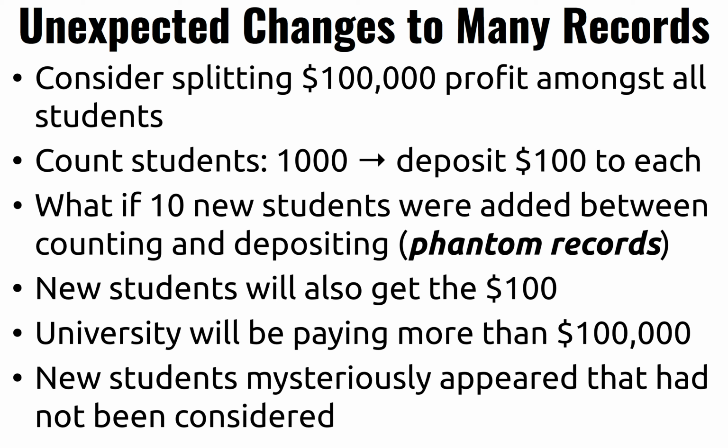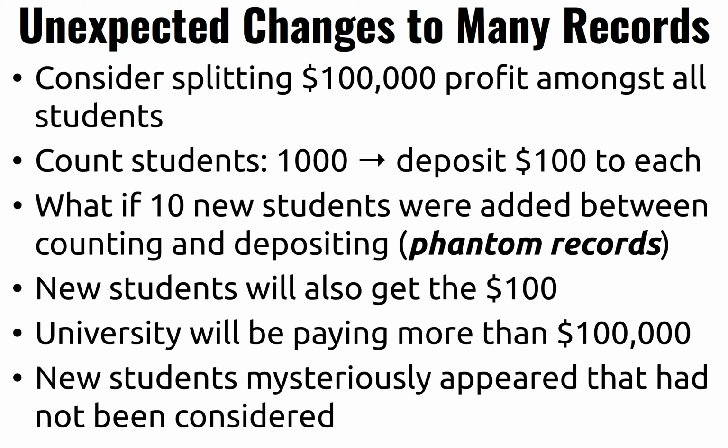So let's say at the end of the semester, the student body raised $100,000 and they want to divide it amongst all the students, and there might be 1,000 students in the department, and so they come up with that everybody's going to get $100. That's all well and good. But say that between the time that you read and count how many students there are, the first transaction reads and says there are 1,000 students. So the math that it's going to decide on is 100,000 divided by 1,000. Everybody is going to get $100.